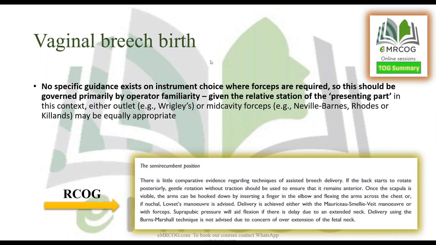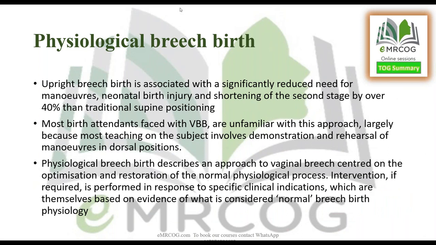Here comes the vaginal breech birth. Actually, the TUG article does not really endorse the current practice, and they suggest that we should depend more on the physiological, natural breech birth. So number one, an upright breech birth. The mother should stay in the upright position. This is associated with a significantly reduced need for maneuvers, neonatal birth injury, and shortening of the second stage by over 40% compared with the traditional supine positioning.